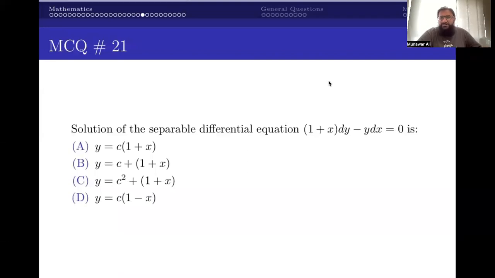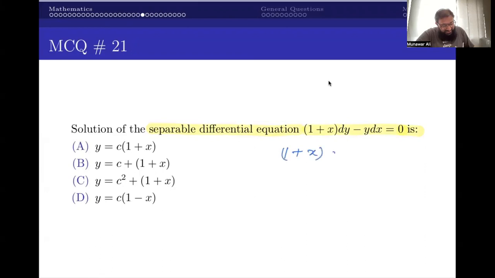So welcome back. In this third video in this series, I'm going to discuss 10 other MCQs, from MCQ number 21 to MCQ number 30. So the 21st one says that the solution of the separable differential equation, which is this, is one of the following. So this is a very simple differential equation to solve since it's separable.